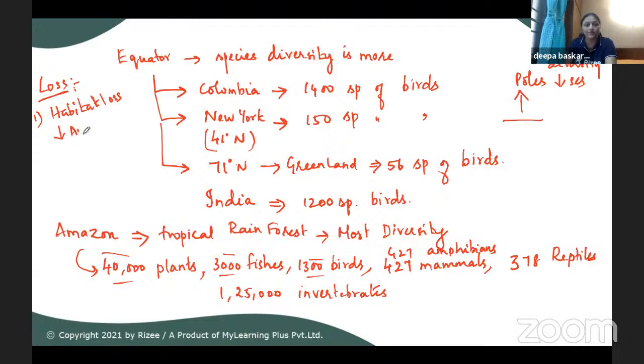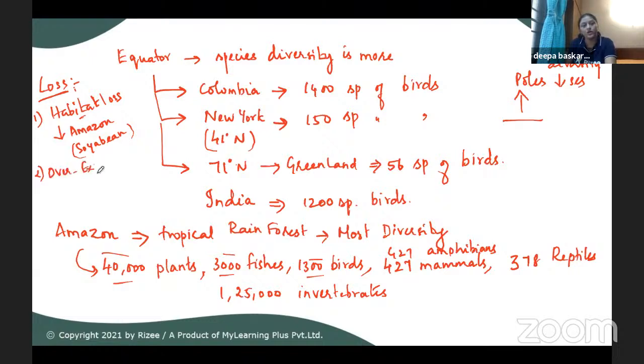I'll give one example. In the Amazon, for planting soybean, most of the forest was destroyed. And so the organisms which are living in the forest will be lost. And the second one is due to over-exploitation.